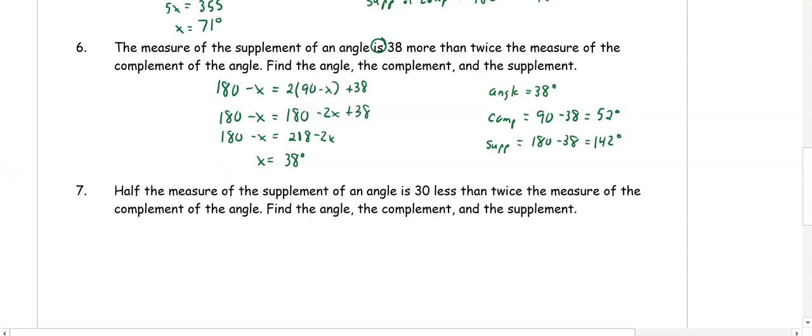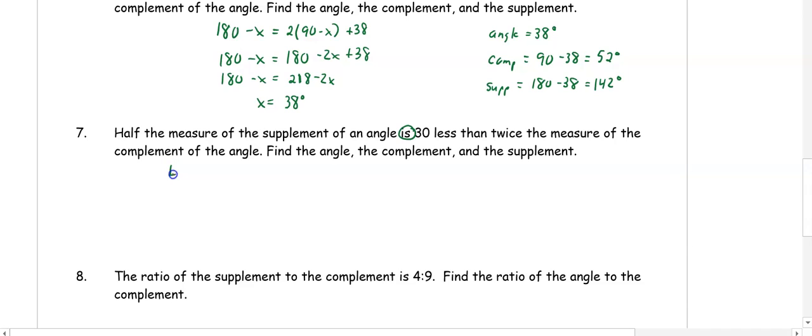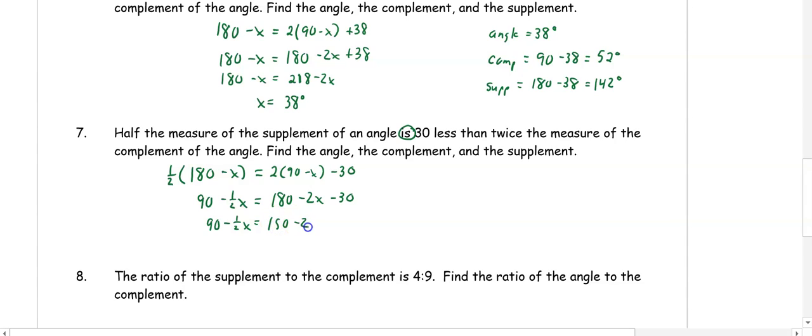In number 7, half the measure of the supplement is 30 less than twice the measure of the complement. So half the measure of the supplement is going to be half times 180 minus x, equals 30 less than twice the complement. The complement is 90 minus x. Twice of that, we put a 2 out front, and 30 less, so we subtract 30. So we get 90 minus 1/2 x is equal to 180 minus 2x minus 30. As we combine like terms, we get 90 minus x is equal to 150 minus 2x.